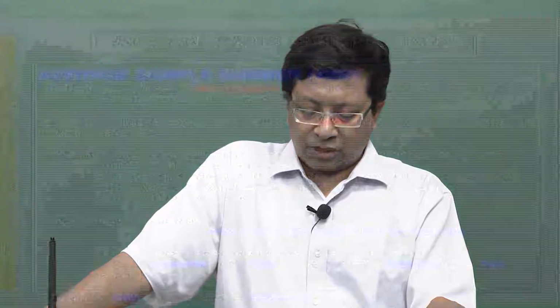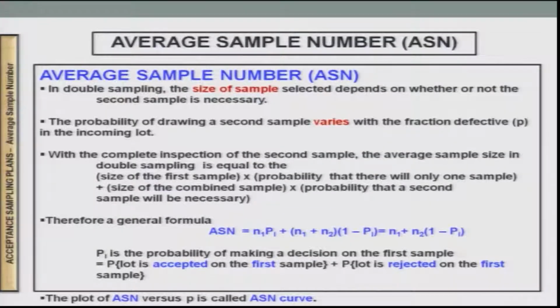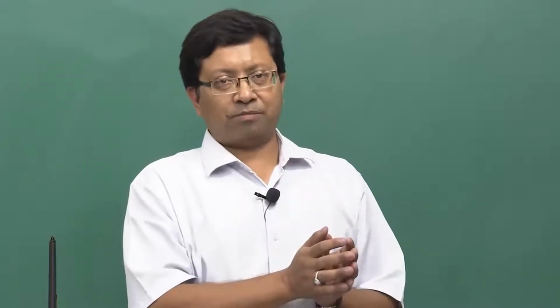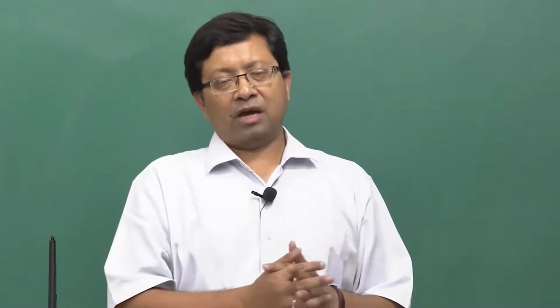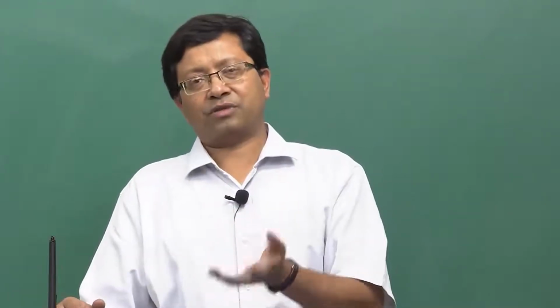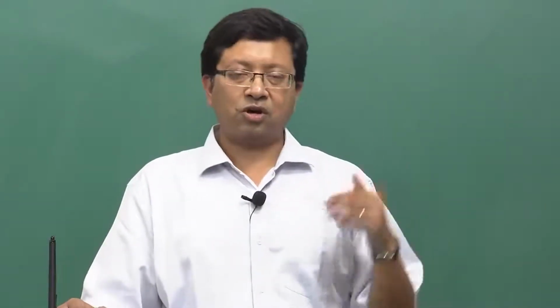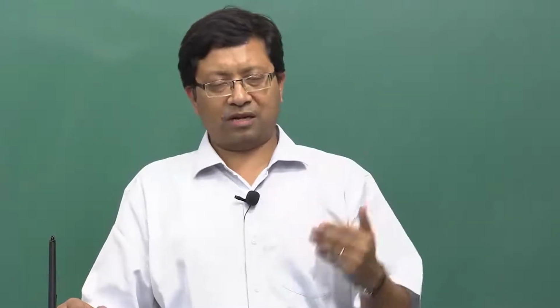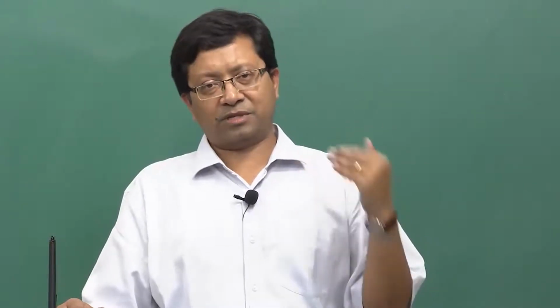When a second sample is needed, the average sample size in double sampling is equal to the size of the first sample which you picked up, multiplied by the probability that there would be only one sample, because there can be two conditions. I take the first sample with some probability, and also there is the case that I will have to go for the second sample with some probability. If it is a 3 stage, obviously it will become first, second, and then once you reach the second it will be second, third.